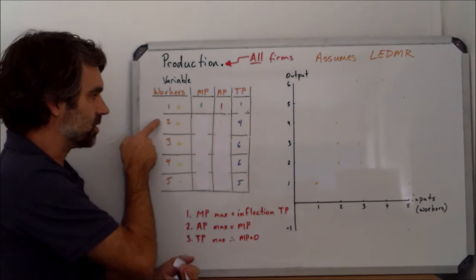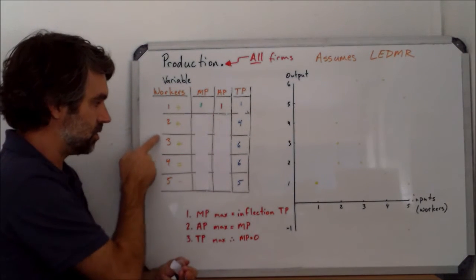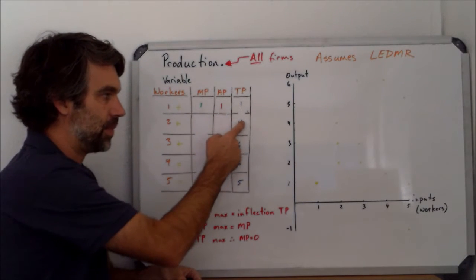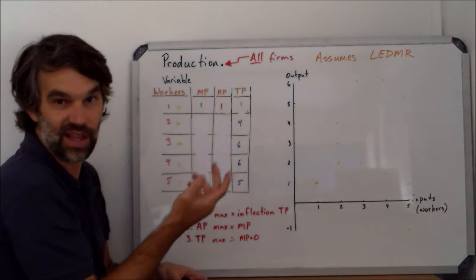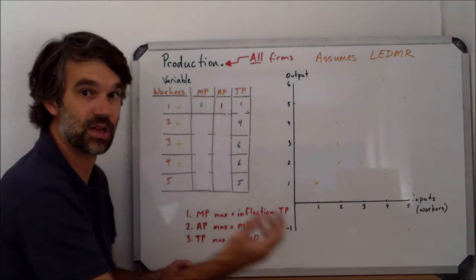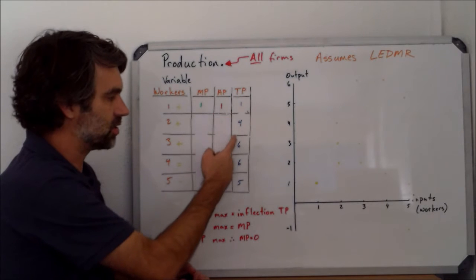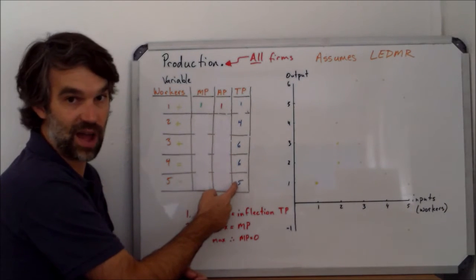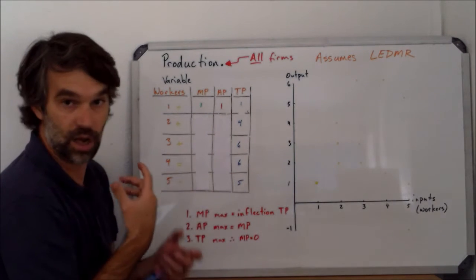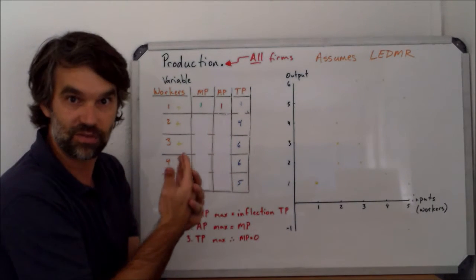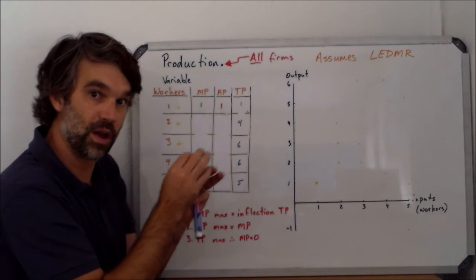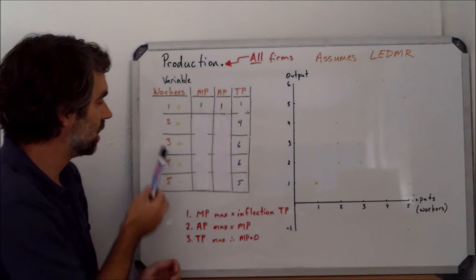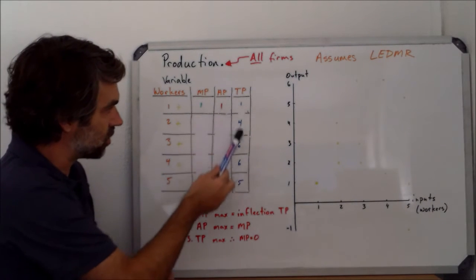As I increase workers, as I go from 1 to 2 to 3 to 4 to 5, we see that at first total production goes up from 1 to 4, and again that's for specialization and reasons that we mentioned on the previous video. Then it goes up a little bit more to 6, stays at 6, and then falls to 5 because now we've hit the point of diminishing marginal returns, the point at which diminishing marginal returns kicks in. Okay, so that's our total production.